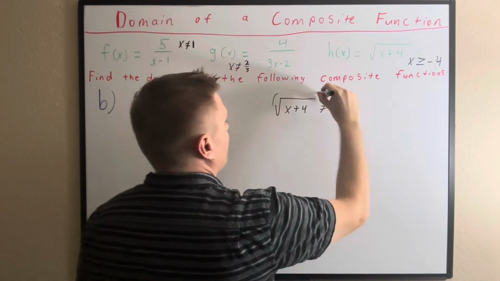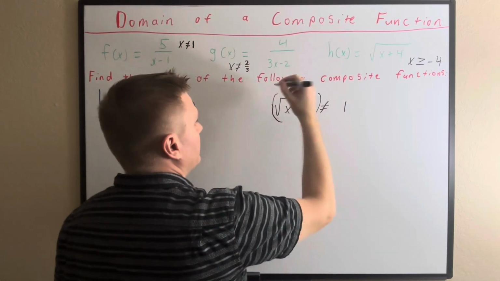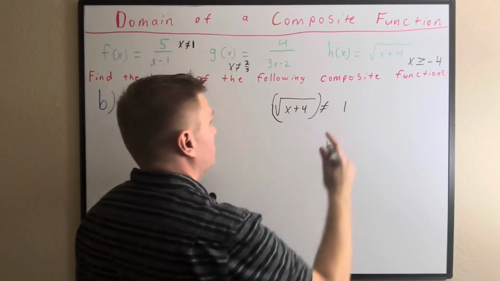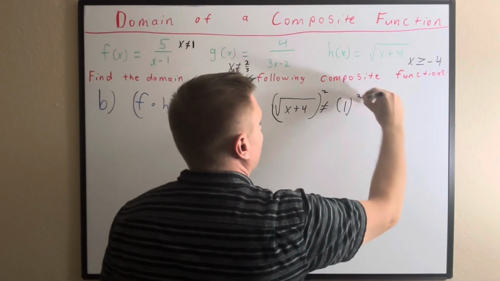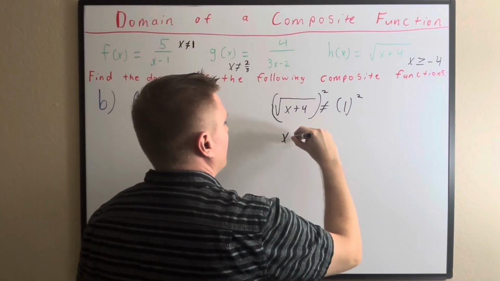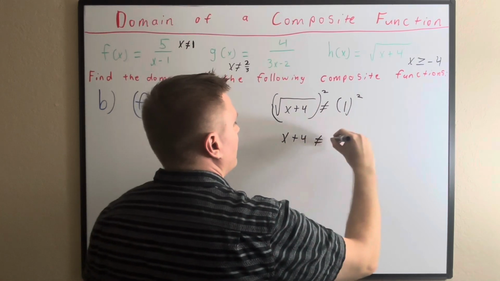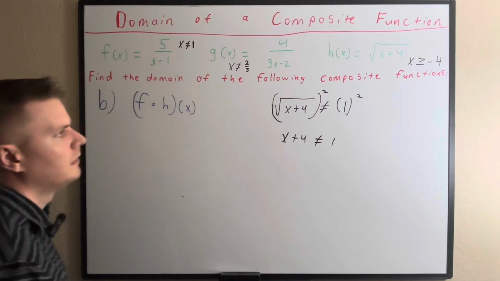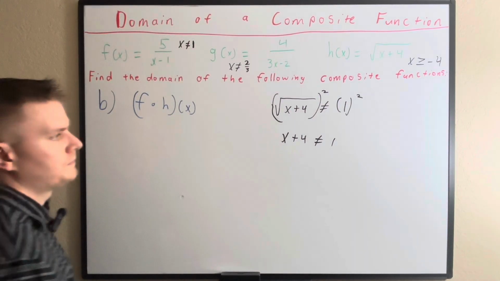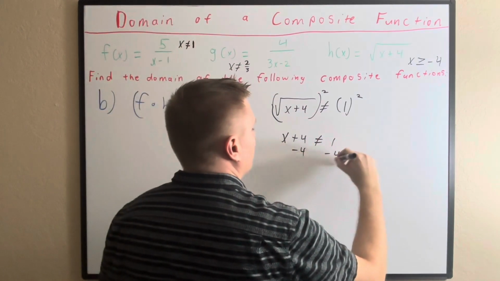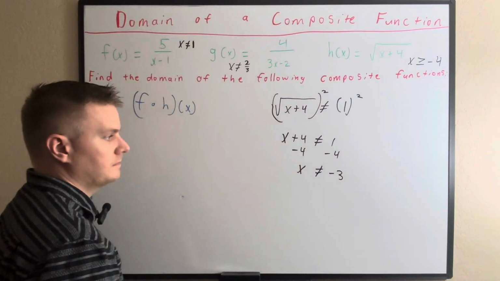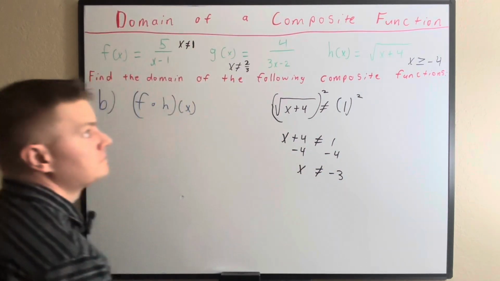So first thing we do is we get rid of the radical by squaring it, right? Square both sides. And then we subtract 4. X cannot equal -3. Okay. Now what?